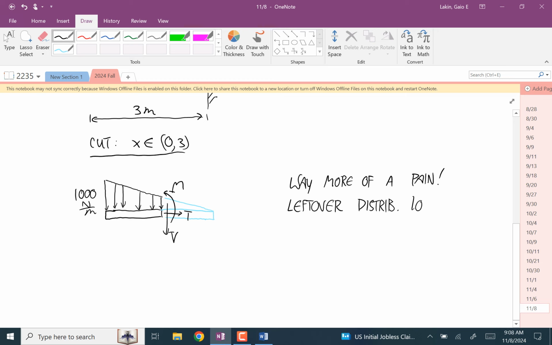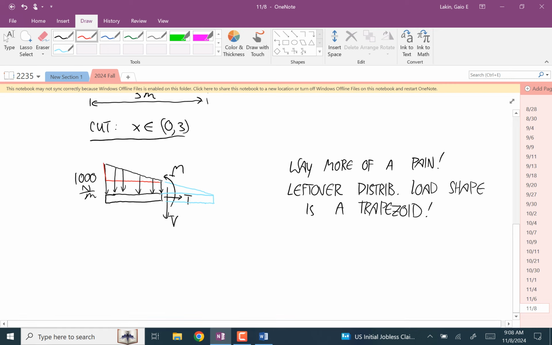It's not impossible to do. What you have, then, you'll break it up into a right triangle sitting on top of a uniform distributed load. And you can treat it as two separate distributed loads. Maybe we'll do an example of that at some point. But you can do it, but at the least, it's tedious.